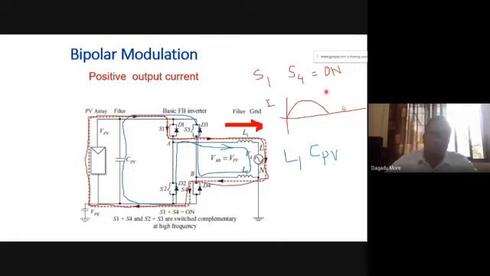This will continue for the half cycle of 10 milliseconds. This on-off switching will take place, and we have a power exchange, and the voltage across the inductor will be plus VPV to minus VPV.